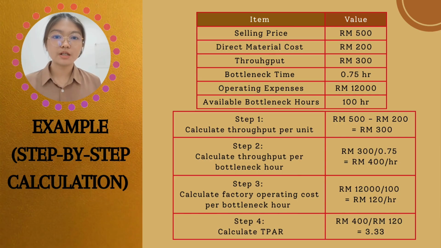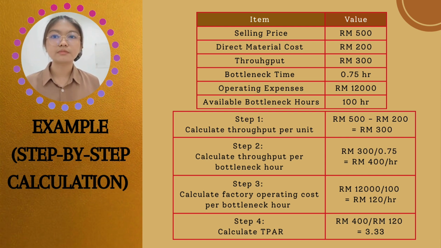On the table above, we have a selling price of 500 ringgit, a direct material cost of 200 ringgit, and a bottleneck time requirement of 0.75 hours per unit. The total operating expenses are 12,000 ringgit per day, and available bottleneck time is 100 hours. To compute TPAR, first, we calculate the throughput per unit. We take the selling price of 500 ringgit minus the direct material cost of 200 ringgit to get 300 ringgit.